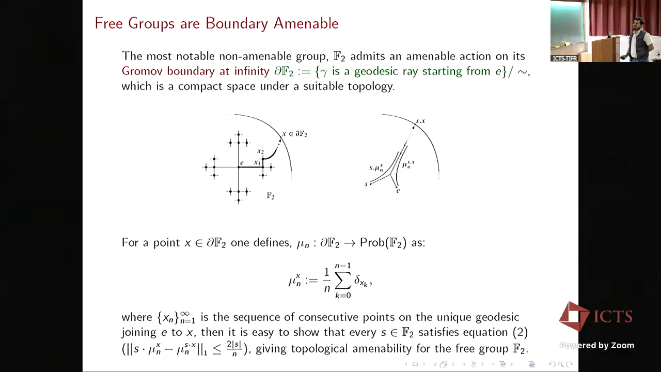Now we can easily see that if this is the assignment of probability, what is happening to the probability measure when I'm acting on it by a group element. So when I'm looking at this measure, this is for the point S dot X, where S is coming from the free group. So if X is a point in the boundary, S dot X is some other point in the boundary. And that point also has a unique geodesic, connecting identity to that point.